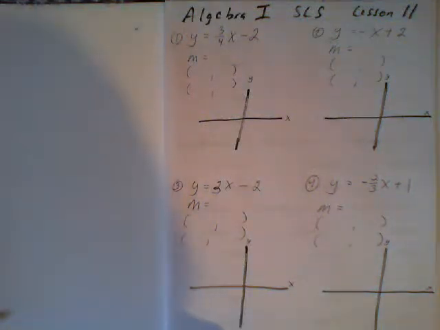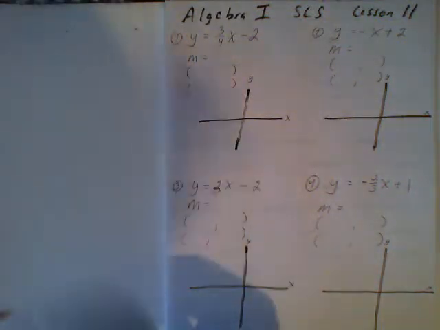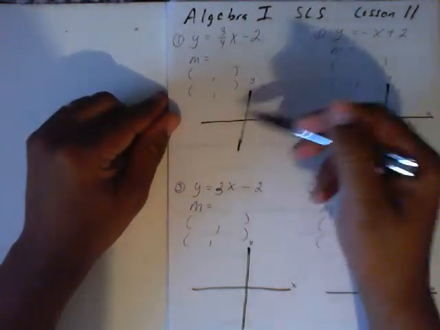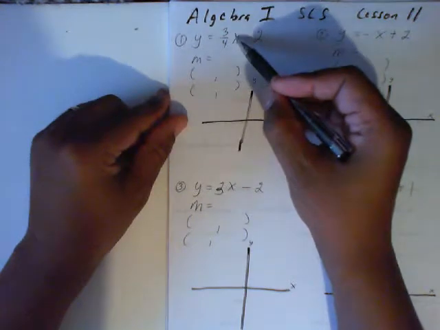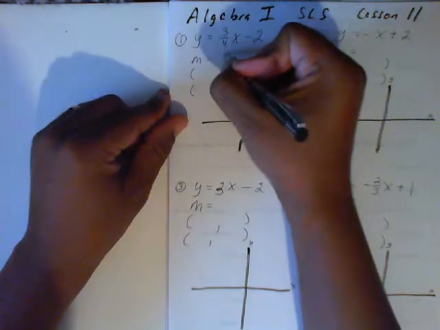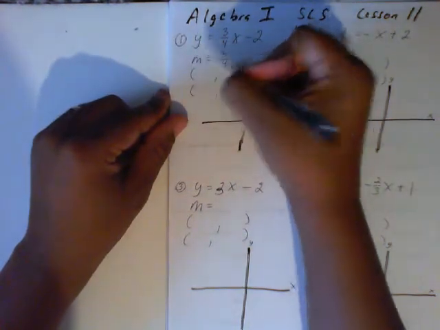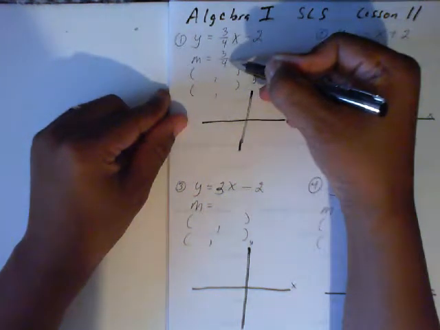Algebra 1, Sensei Learning System, Lesson 11. We'll be graphing linear equations, and this number here that comes in front of the x is the slope. So the slope is going to be rise 3, run 4.